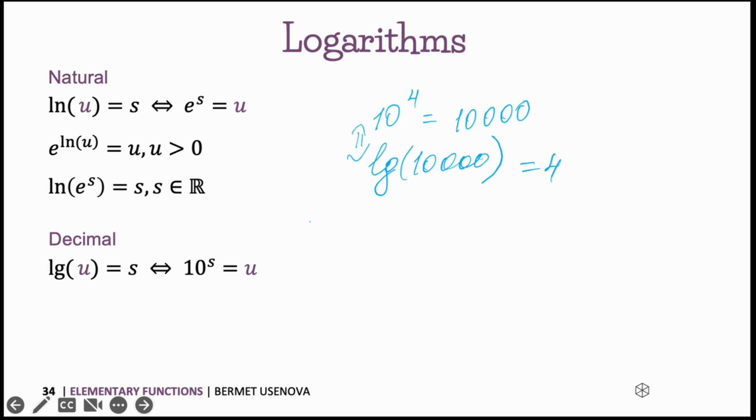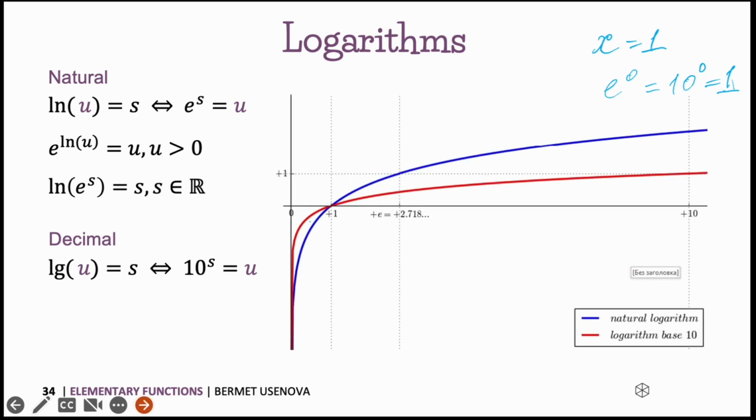What is important is that both logarithms have the same zero root, x equal to 1, since Euler's number to the power of 0 and 10 to the power of 0 are equal to 1. If we look graphically, you can see both have the same root, which is equal to 1. This is log base 10 and this is natural logarithm function. This is how they look graphically.